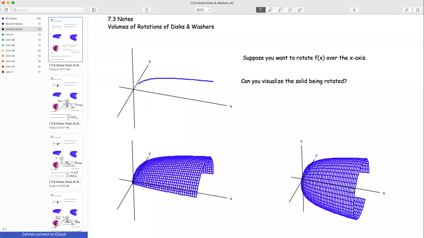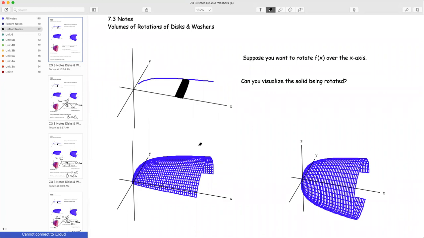Everybody visualize that, okay? So now, I'm going to draw a little rectangle. And I want you to visualize, if I were to take this rectangle and rotate the rectangle about the x-axis, what shape would it make? A cylinder. It's three-dimensional, so the base is a circle, right? But the actual shape would be a cylinder.